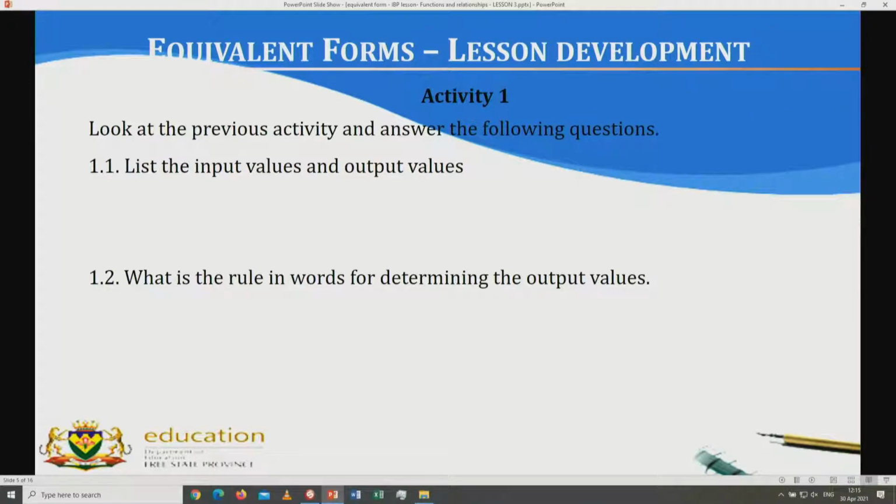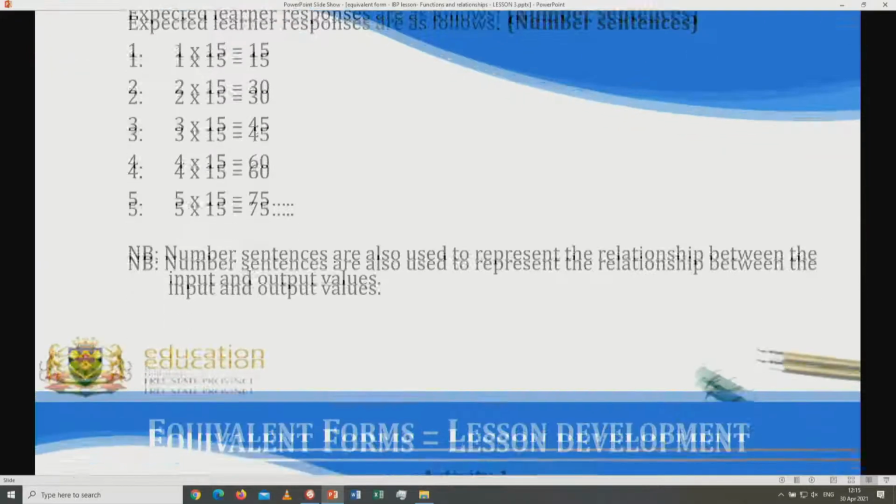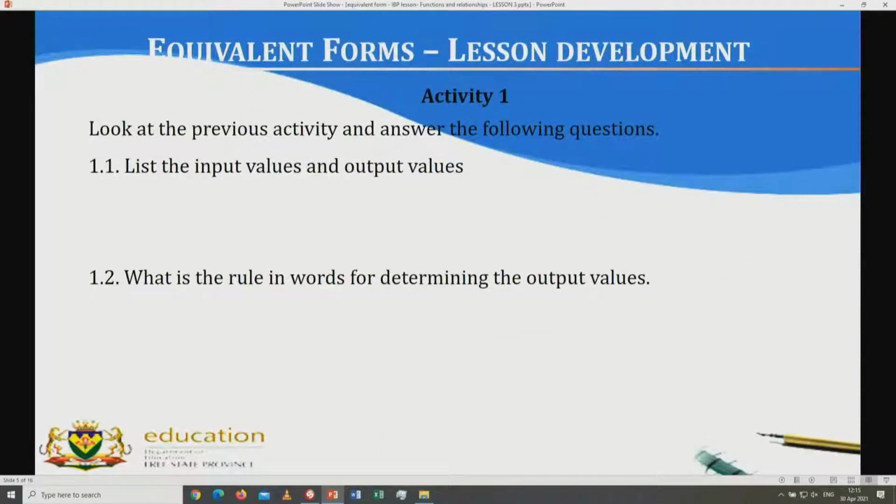Now, activity number 1. Looking at the previous activity, you are supposed to answer the following questions. From the previous activity, list the input and the output values. This is the previous activity on our introduction. We are having 1 times 15 equals 15, 2 times 15 equals 30, 3 times 15 equals 45. Then from that activity, you are supposed to list the input values.